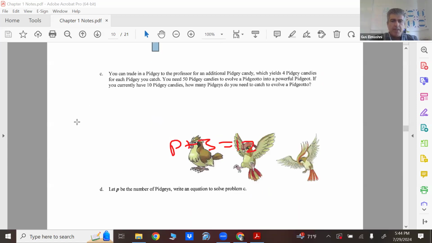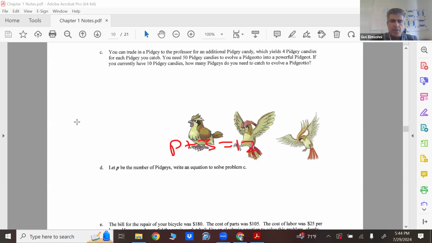Got it. So for part 2, we have a new situation here. You can trade in a Pidgey to the professor for an additional Pidgey candy, which yields 4 Pidgey candies for each Pidgey you catch. You need 50 Pidgey candies to evolve a Pidgeotto to a powerful Pidgeot. If you have 10 Pidgey candies, how many do you need to catch to evolve? Well, for every Pidgey you catch you get 4 Pidgey candies, and you need 50 Pidgey candies.